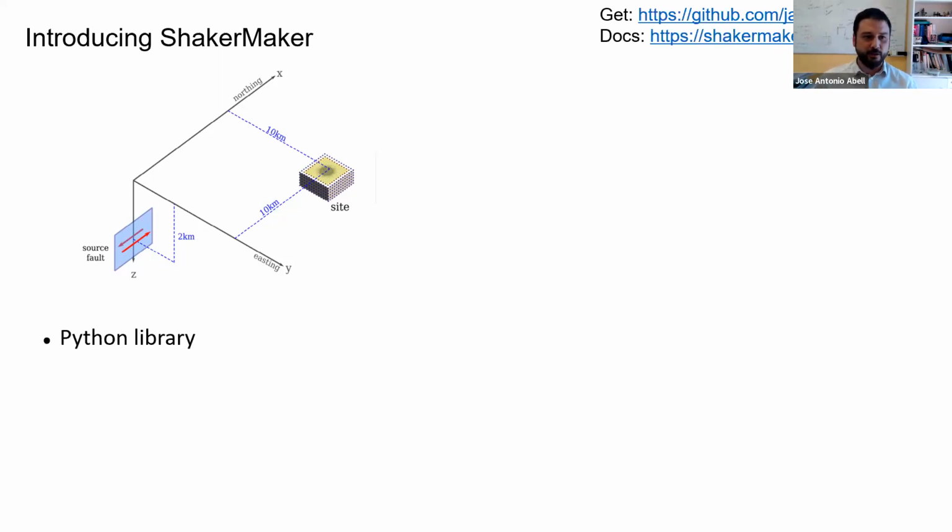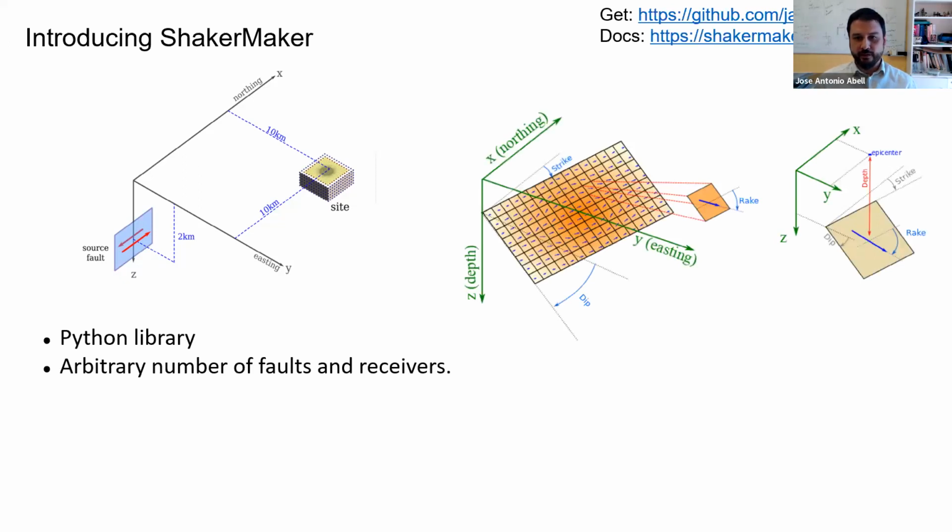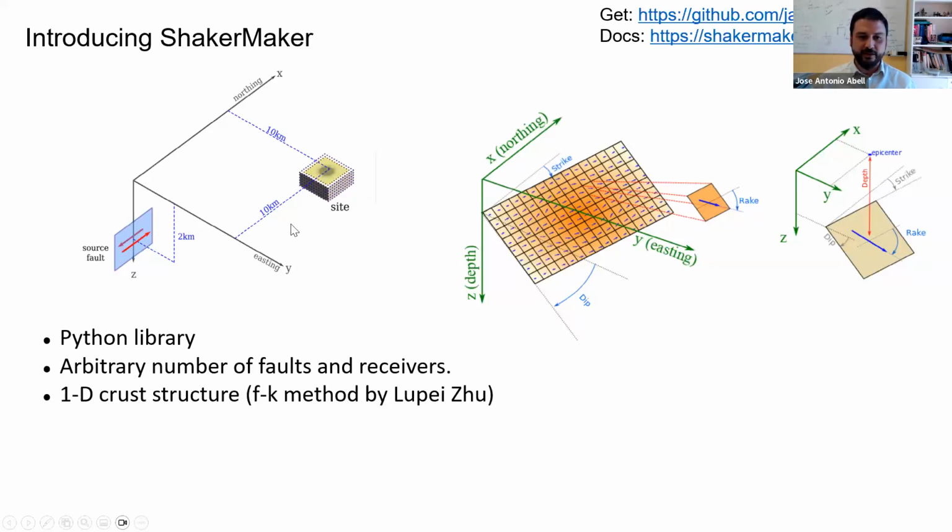So the idea is you model a source fault and the site, and then it's presented as a Python library. It's basically code where you model point sources that represent a large complex fault, and then you have a site where you want to compute your motions. The big thing here is that we assume a horizontally layered 1D crustal structure. So basically, for these purposes, I am a flat earther. We assume the Earth is flat, and the crust is a 1D layered cake.